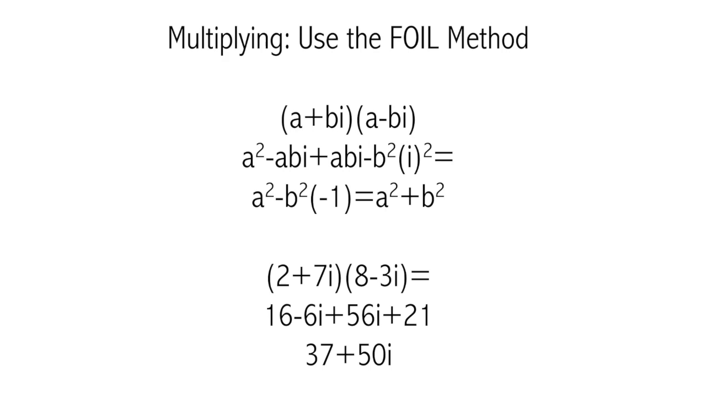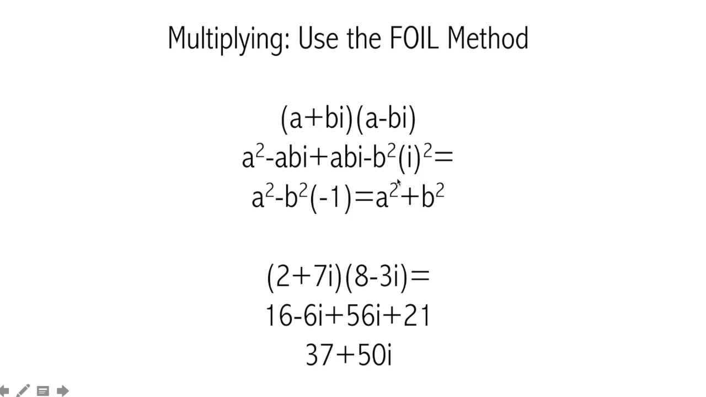Multiplying is similar to how we do it in algebra. So we use the FOIL method. For proving this identity, for instance, we can multiply the first terms first, a square, then the outer ones minus abi, inner ones plus abi, last ones minus b square into i square, and i square is -1, so that is minus b square into -1, which is nothing but plus b square. The a square is also there, these two cancel out, so we have proved the identity.